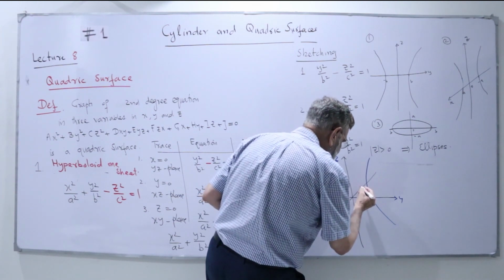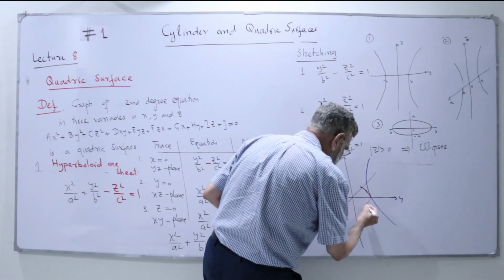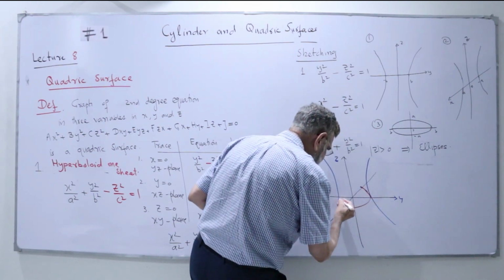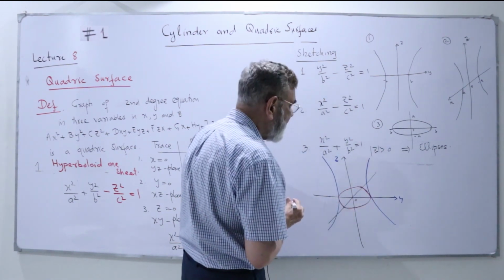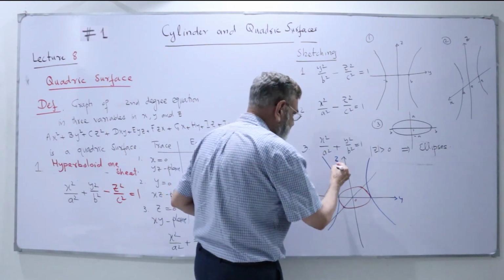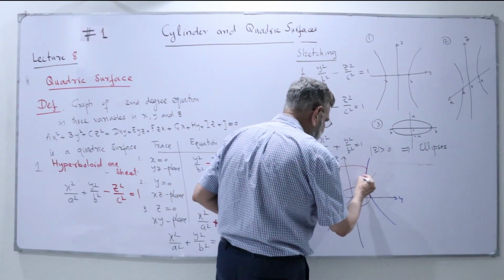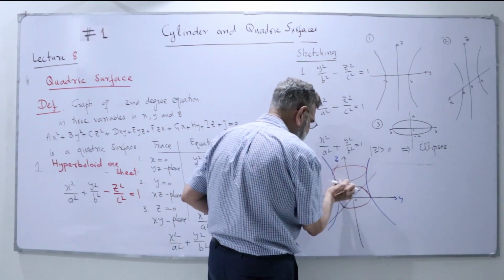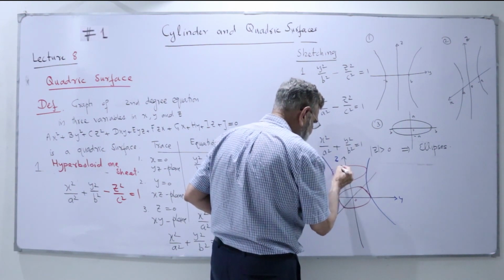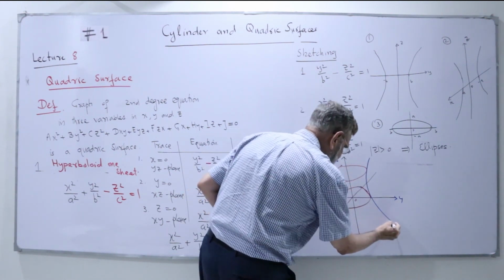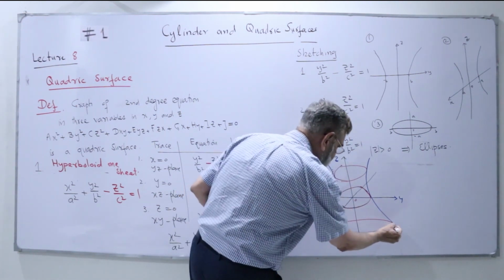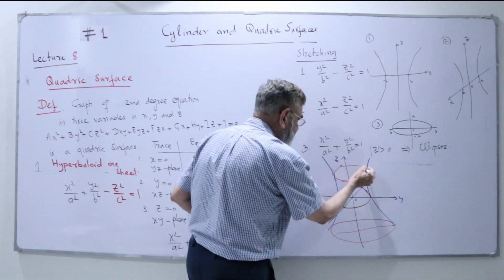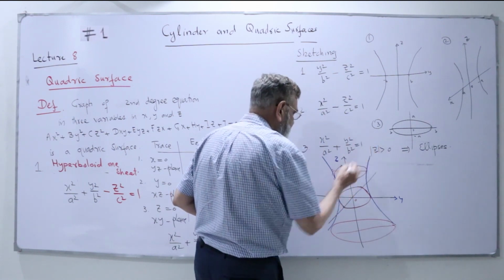This here is my base curve, the ellipse. Now this is my 0. When I increase my value of z, these ellipses increase. The values of a and b, the major axis and minor axis, are increasing. Also here the major axis and minor axis are increasing. This is parallel to the y-axis, and also this is parallel to the y-axis, and I can extend this one also.